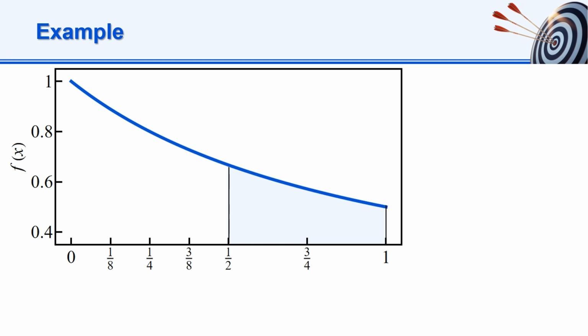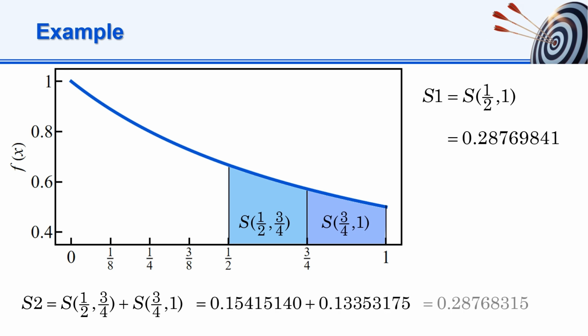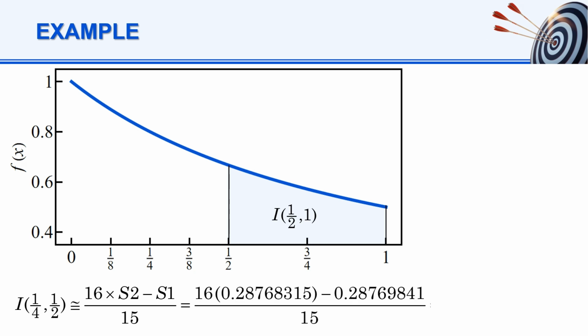The integral from 1/2 to 1 was previously estimated as S1. To find a more accurate estimate, we divide this interval into two subintegrals. Applying Simpson's rule to these integrals, we obtain 0.28768315. The convergence test using S1 and the more accurate S2 reveals that S2 is the converged result within the given tolerance value. Using the S1 and S2 estimates, the sixth-order accurate extrapolated value is found to be 0.28768213.